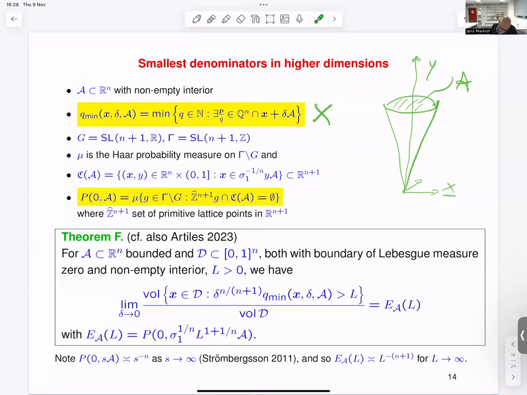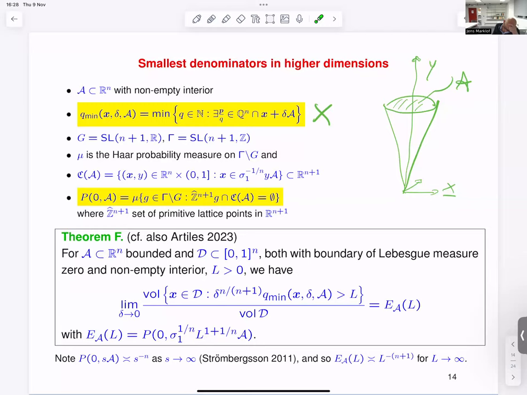Okay, so what does this theorem say? Well, for any test set, think of it as a ball, with boundary of measure zero, of course, otherwise this might not work, and any L greater than zero, we have a convergence in law. So the probability that Q min appropriately normalized, and now we don't have the square root of D here, but we need to adjust our normalization according to the dimension we're in by this factor, has a limit distribution. And this limit distribution, E_L, is given by this formula. In other words, it's given by the probability that a random primitive lattice does not intersect our cone.